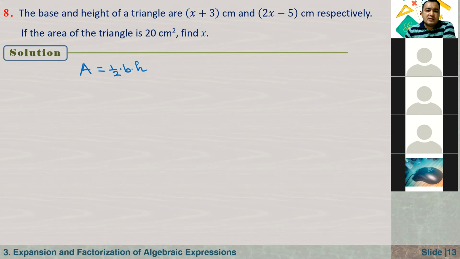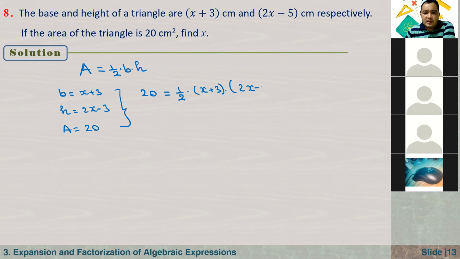In the question, the base and height of the triangle are given, right? So here the base is given, that is x plus 3, and also height is given, that is 2x minus 3. And also area is given, area is 20 centimeters squared. Now using this information, if you just substitute into the area, what is A? A is 20. On the right hand side, we have 1/2 times base. What is base? X plus 3 times, how about the height? Height is 2x minus 3.